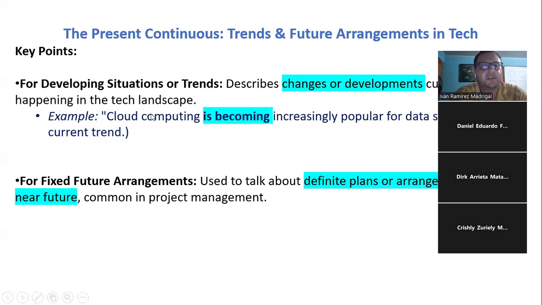So for example, it says this is the third filter, for developing situations or trends, but it is developing. These situations are going on. So the first filter, is it an ongoing action? Yes, it is. In here it says is becoming, right? This cloud computing is becoming increasingly popular day after day, month after month, week after week, right?